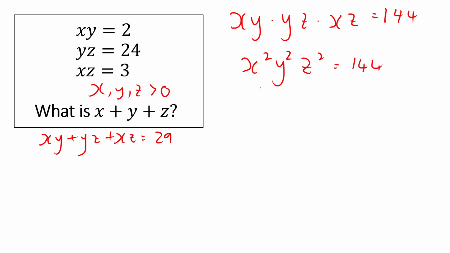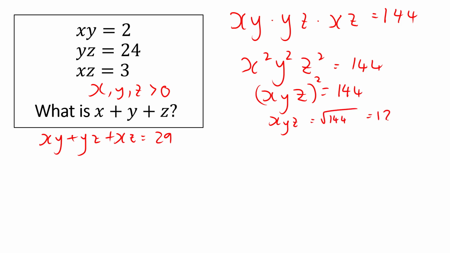And now you might see why this is helpful, because we have that xyz squared is 144, which means that xyz is equal to the square root of 144, which in this case is 12. And we know it's positive because x, y, and z are all greater than 0. So when we multiply it all together, we have to get a positive answer.